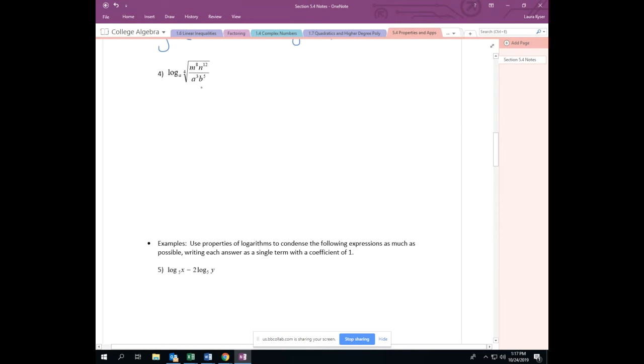So I'm going to set each one of these up like that first, just so I can simplify this a little bit. So this is log base A. On top, I have m to the 8 over 4, n to the 12 over 4. On the bottom, a to the 3 over 4, b to the 5 over 4.